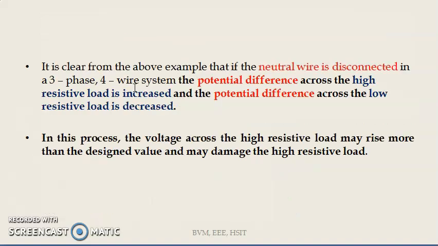It is clear from the above example that if the neutral wire is disconnected in a three-phase four-wire system, the potential difference across the high resistive load is increased and the potential difference across the low resistive load is decreased. In this process, the voltage across the high resistive load may rise more than the designed value. What was the rated value of each lamp? 230 volts. So when the neutral is disconnected, the voltage across lamp 1 has increased to 240 volts, which is more than the rated value. So it may get damaged. This is the effect of disconnecting the neutral in a three-phase four-wire system.